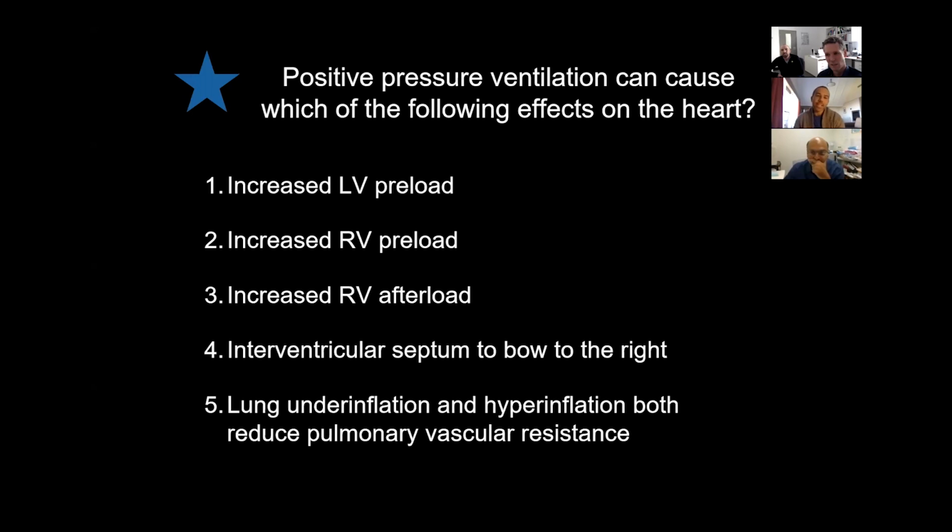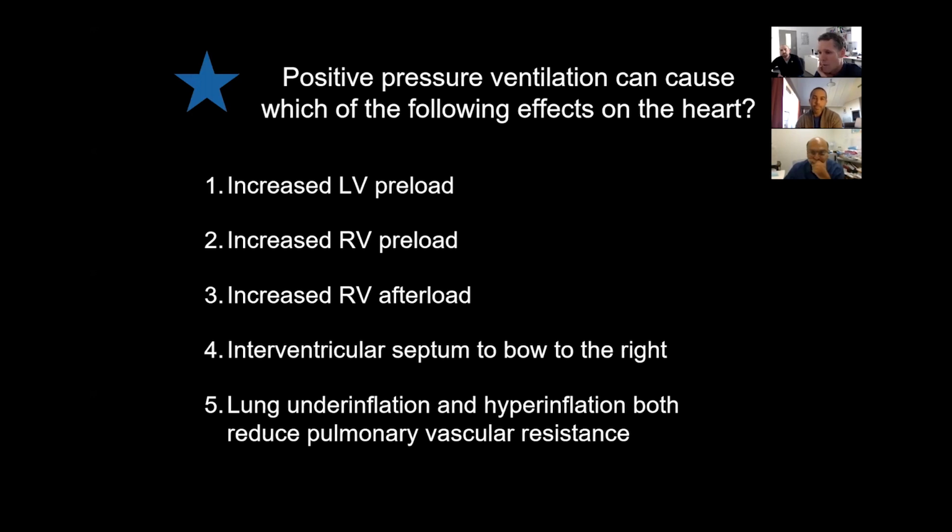Positive pressure ventilation increases intrathoracic pressure. So it reduces filling from the IVC and from the SVC, so you get reduced RV filling. It can also cause increased RV afterload. Fantastic. So that's why 3 is the right answer, because by inflating the lungs, you're... Nice. And the interventricular septum, if you increase the pressure on the right side of the heart, is going to be bowed to the left, not the right.